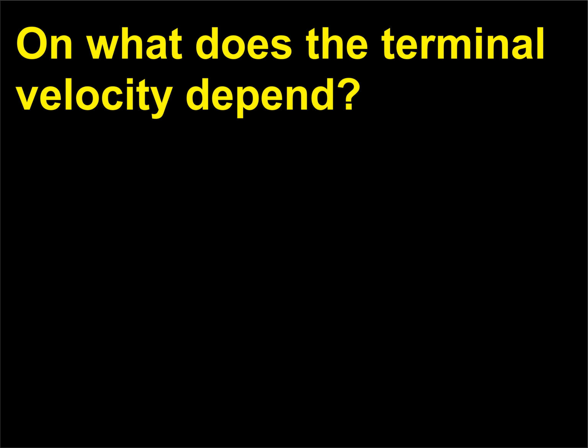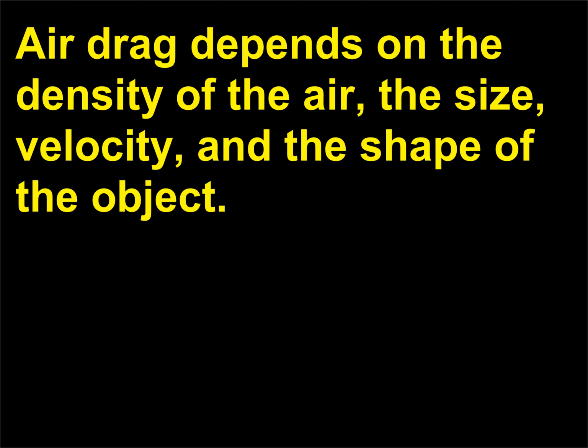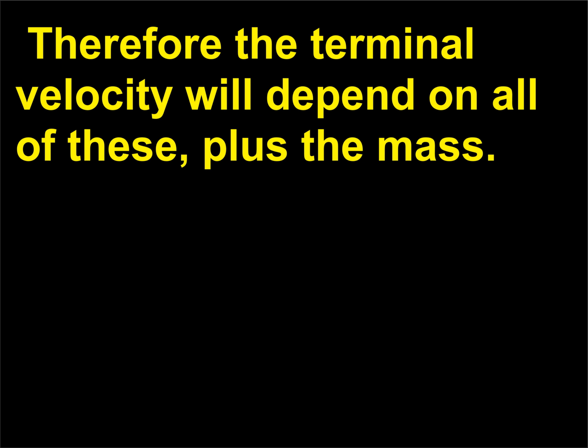On what does the terminal velocity depend? Air drag depends on the density of the air, the size, velocity, and the shape of the object. Therefore the terminal velocity will depend on all of these, plus the mass.